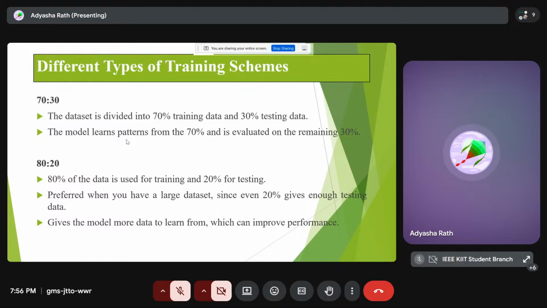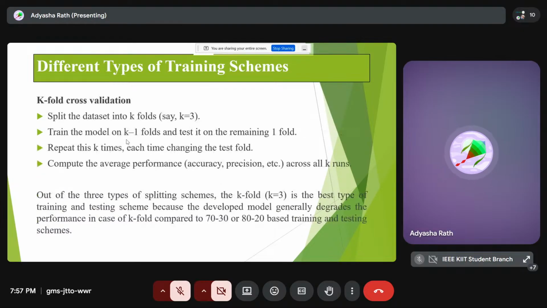Then, different types of training and testing schemes we have already discussed. In the case of 70-30, the data set is divided into 70% training data, and the remaining 30% is used for testing. The model learns from the 70% and is evaluated on the remaining 30%. Similarly, in 80-20, 80% is used for training and the rest 20% for testing. Another one is K-fold.